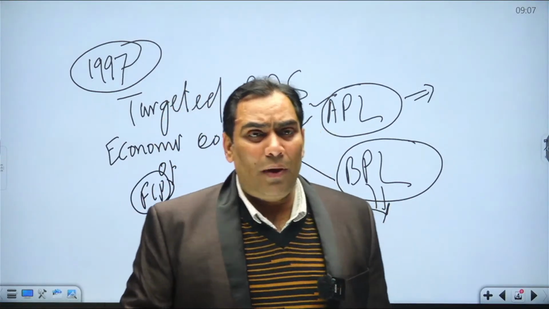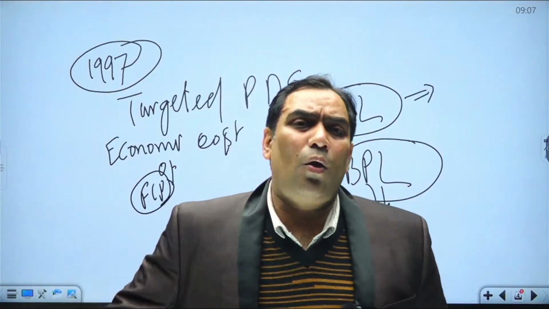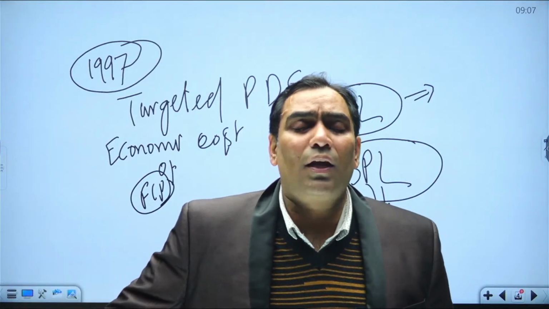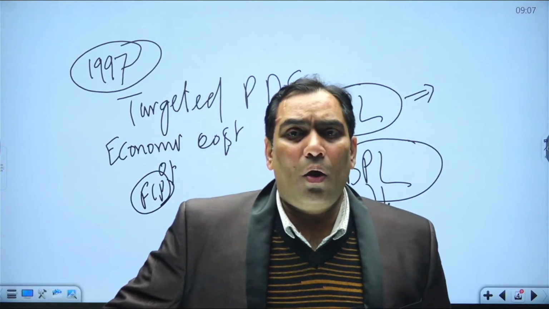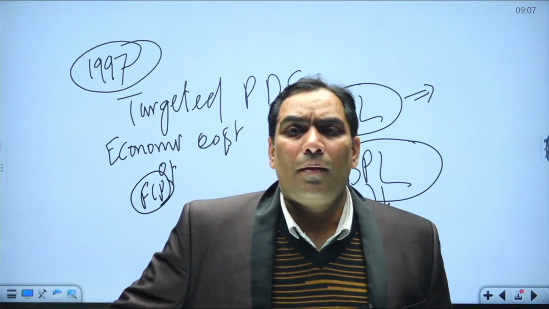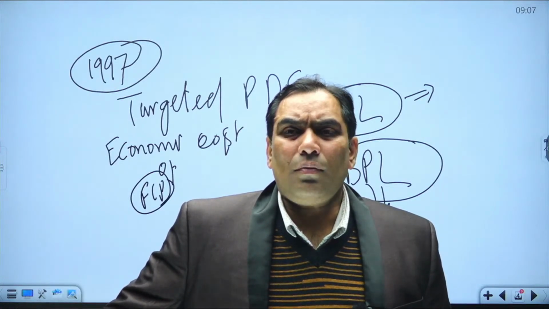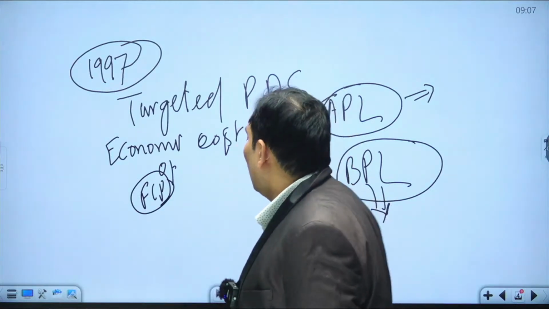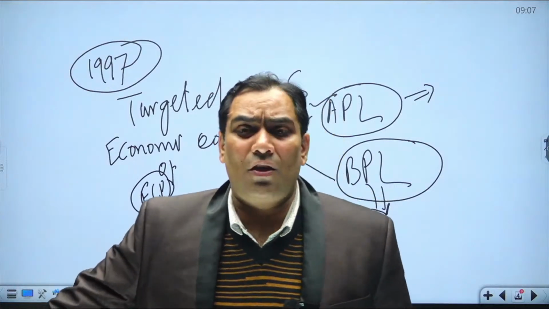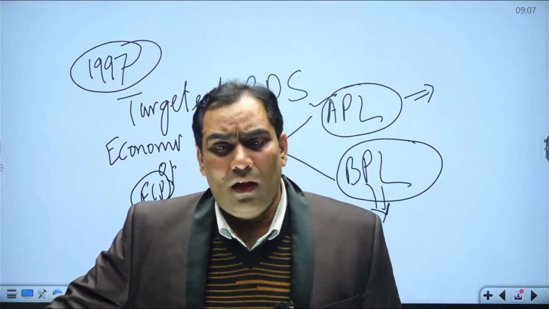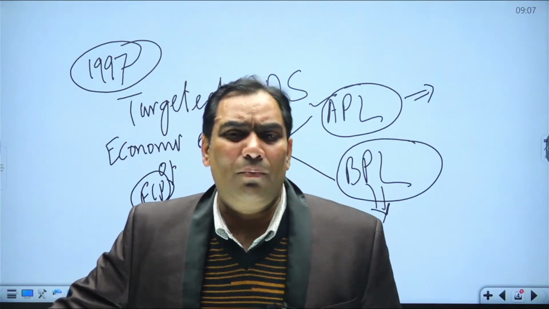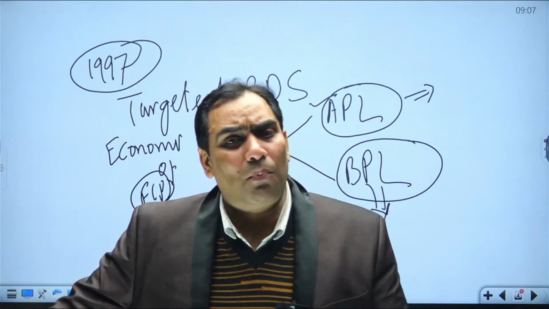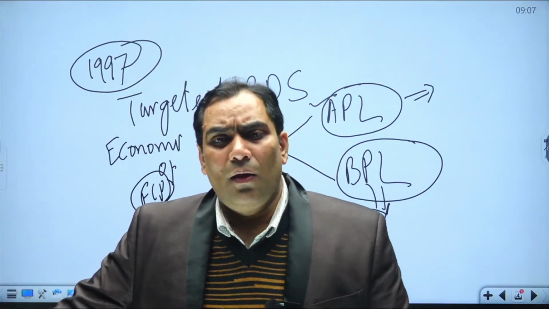Why did we make this reform? We made this reform in order to decrease the subsidies. Okay, in order to reduce the subsidies, we made this reform, and for that we categorized the beneficiaries under two categories. One is APL and the other is BPL. So APL people were above the poverty line, and BPL people were below the poverty line.